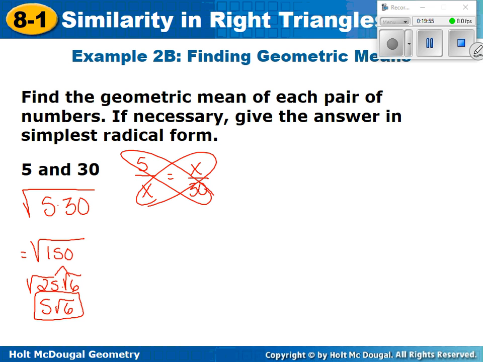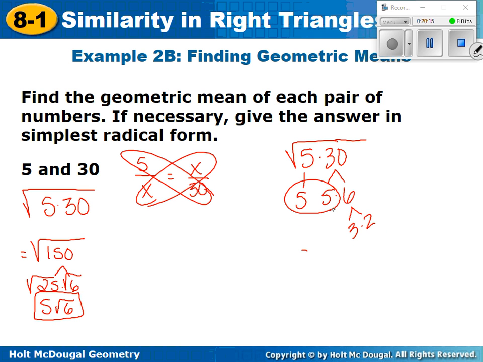If you don't think about the biggest perfect square, because some of those numbers could get large, if you leave it as 5 times 30, remember you could simplify it this way. Keep the 5. What does 30 factor into? 5 times 6. 6 factors into 3 times 2. I've got a pair of 5, so that comes out front. I don't have any pairs for 3 and 2, so those go back underneath the radical multiplied together. So whichever way is easier for you. But my answer for the geometric mean is just the square root of the product.